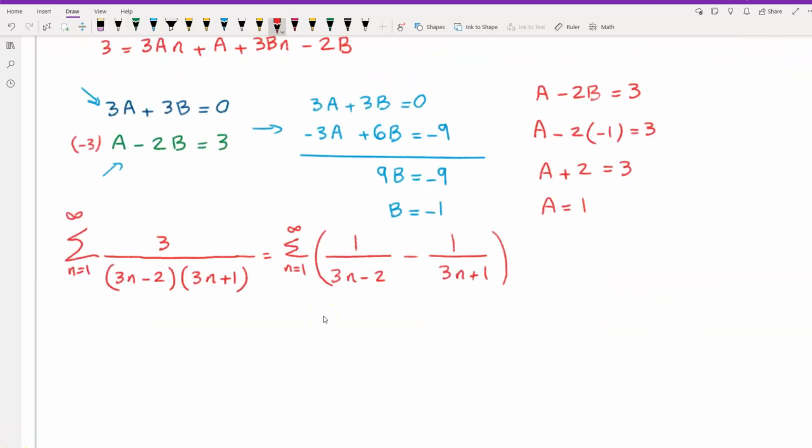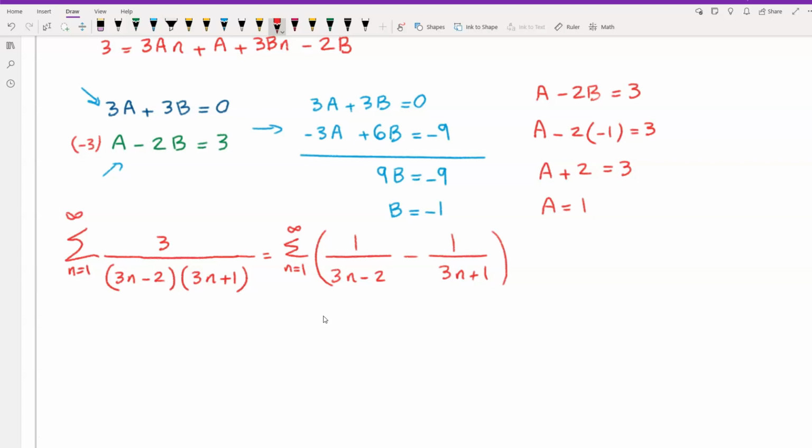Now substitute the values for a and b to obtain what we have for the sum. So this is equal to the sum of 1, since a is 1, over 3n minus 2, and b was negative 1, so we have minus 1 over 3n plus 1, and this is from 1 to infinity. So n is from 1 to infinity.